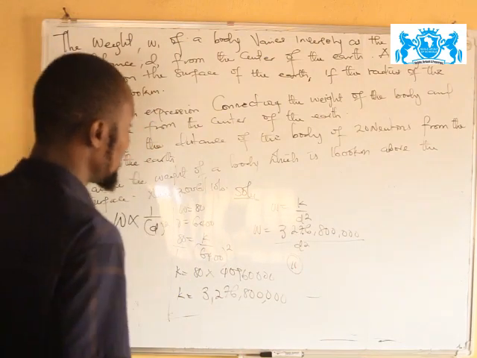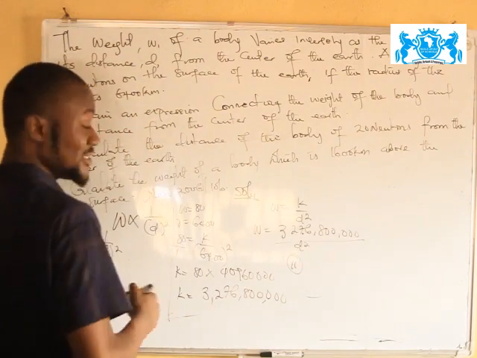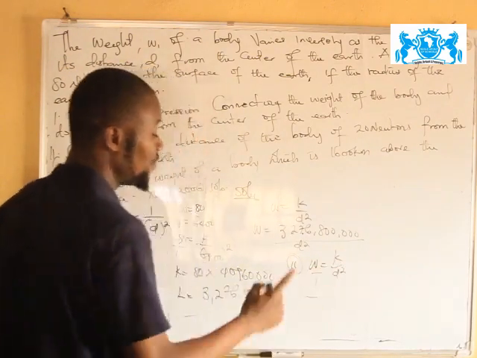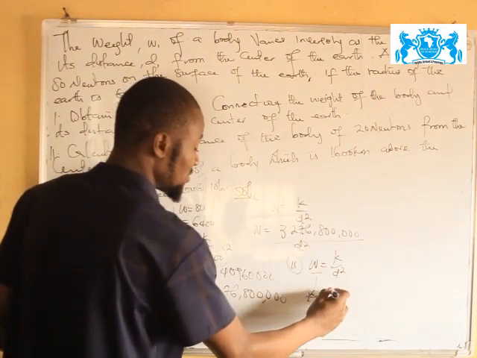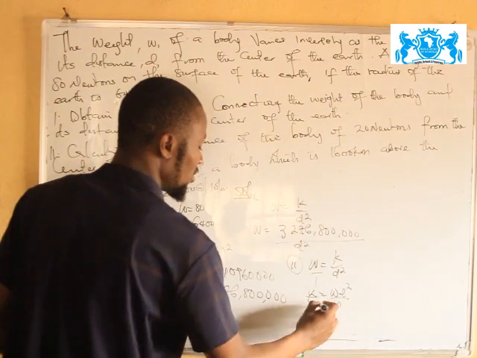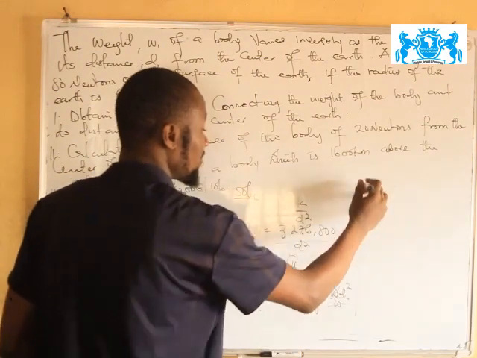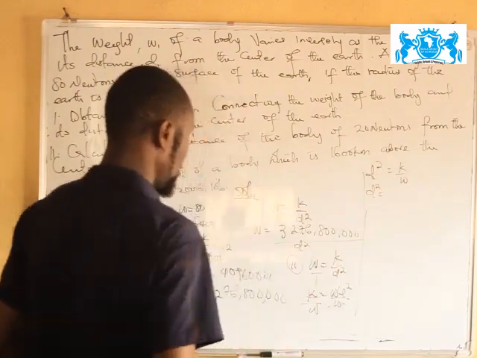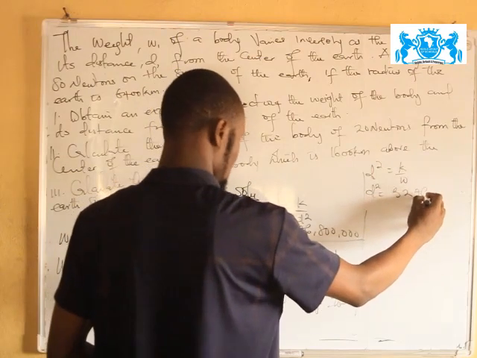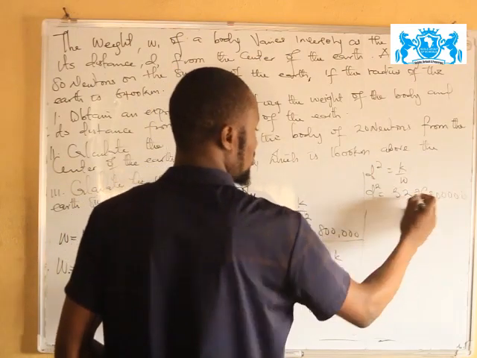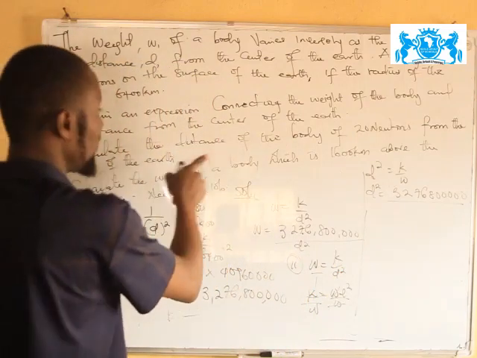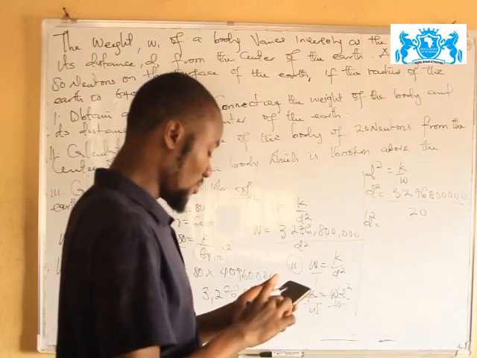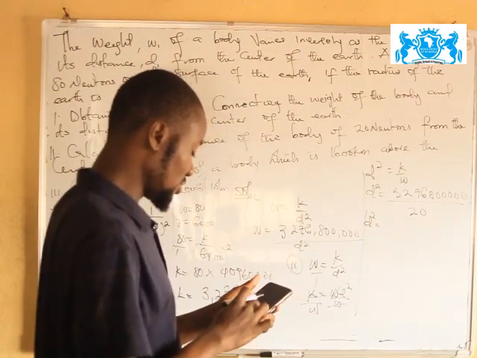The second question, now you are being asked to calculate the distance. So making distance subject of the formula, you have W is equal to K over d raised to the power 2 over 1. You cross multiply, you have K is equal to W d square. So divide both sides by W, and you'll be having that d square is equal to K over W, and d square is equal to 3,276,800,000 all over your W. Your W is now 20 Newton.